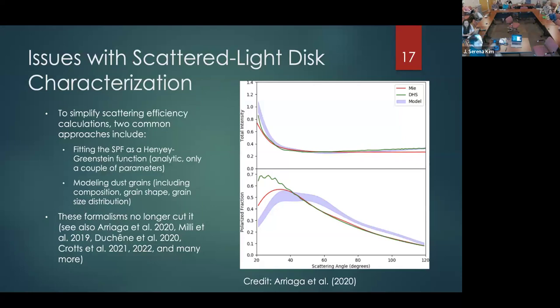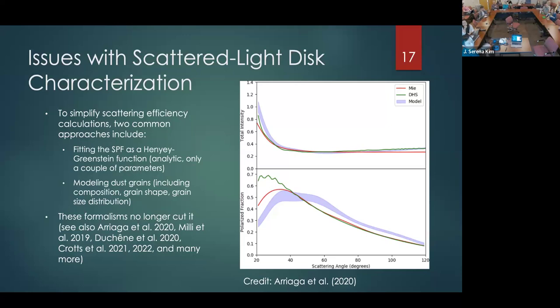Now, the scattering phase function is really important because being able to probe all of those different scattering angles can give you a sense of the sizes of your dust grains, as well as the composition, because different compositions and different grain sizes and different combinations of those will have different scattering efficiencies as a function of the scattering angle.